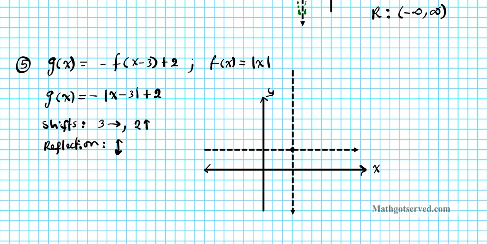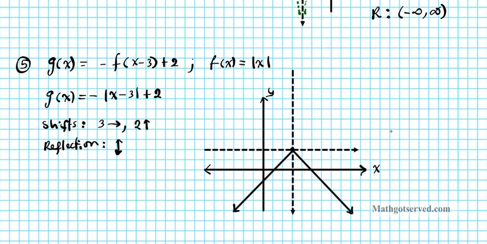Now you remember what the absolute value function looks like. It's like a V opening upwards, but since there's a reflection downwards, that V gets flipped downwards, so it's going to look something like this. There's no dilation here, so it's your basic absolute value curve going down. So this is what the translated function will look like.